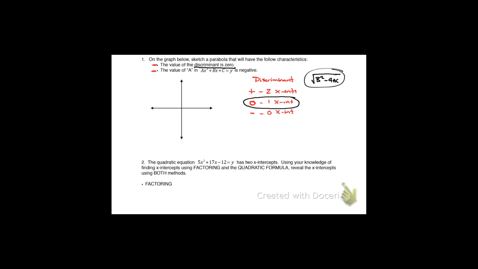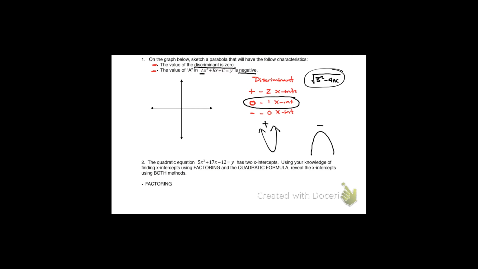And then looking at the second bullet, the value of a in ax squared plus bx plus c equals y is negative. So if a is negative, that just means our graph is going to open downward. Right? So remember that a is responsible for whether your graph opens upward if it's positive, or downward if it's negative. So you just have to make a generic sketch. There's no quadratic given that we can graph.